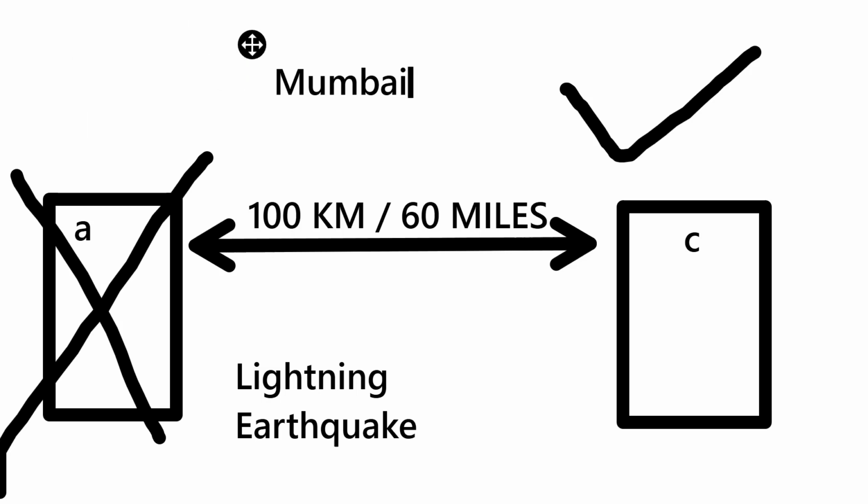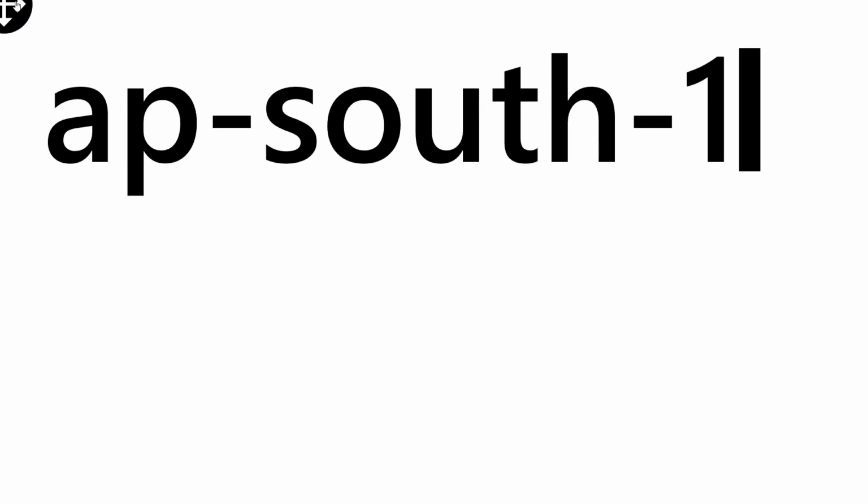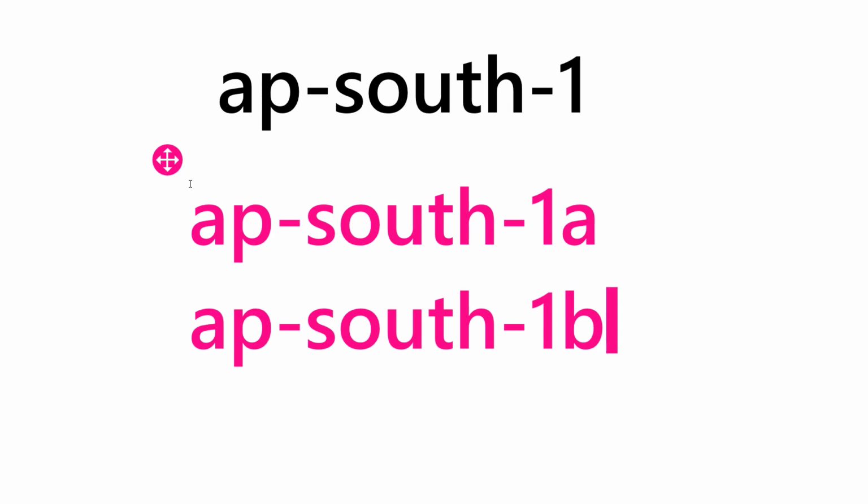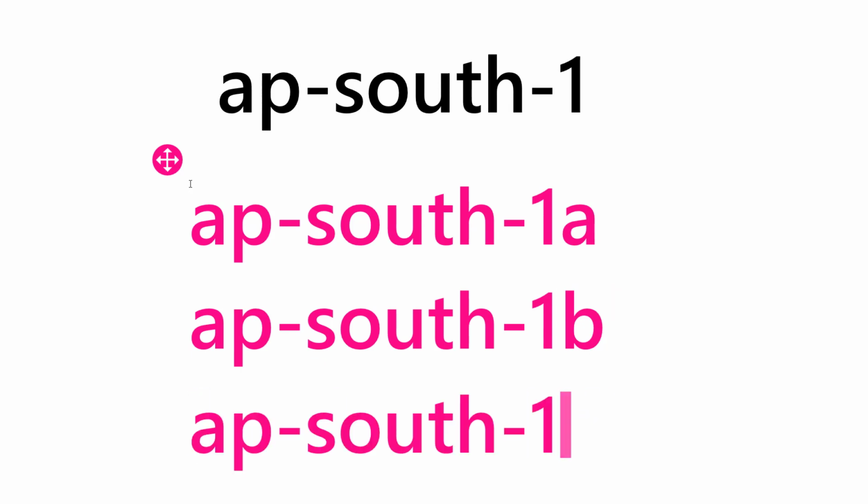Now, how do we denote an AZ? This is very important. For example, as I'm in India, I would be using the Mumbai region. That is noted as ap-south-1. This is my region code. The next thing is my AZ code. It would be ap-south-1 with a letter, A or B, and in case of Mumbai there are 3 zones, so it is C.